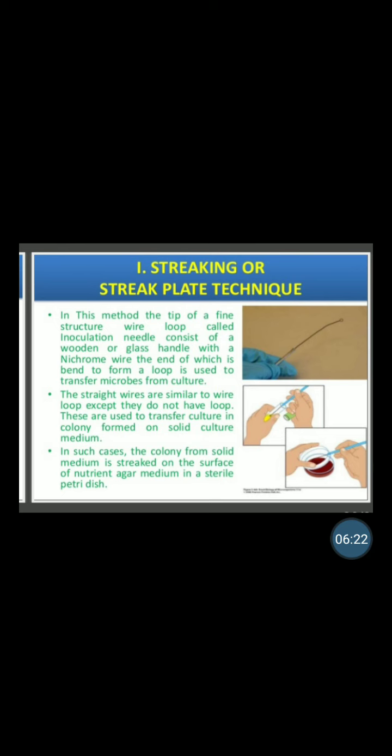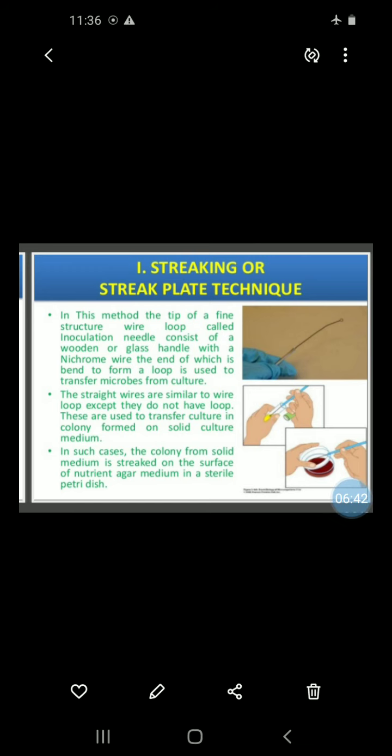First, streak plate method, or it is also called the streaking method. Yes, first method, that is streak plate method or streak plate technique. In this technique or method, the tip of a fine straight wire loop called an inoculating needle, which consists of a wooden or glass handle with a nichrome wire at the end bent to form a loop, is used for transferring the microbe from a culture. It is also called a nichrome wire loop. We will see in practical what a nichrome wire loop is. It is used for inoculation.